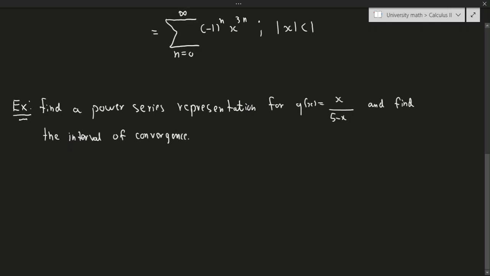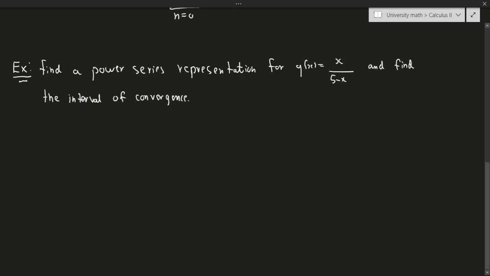Okay, so let's talk about how to find a power series representation of this thing. Well, if I write g of x as x over 5 minus x, this is the same thing as x times 1 over 5 minus x. So another way of doing this question is if I could find a power series representation for 1 over 5 minus x, I could just multiply the whole thing by x and then I'd be done. So let's find a power series representation of 1 over 5 minus x instead.